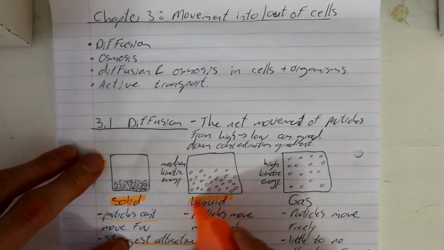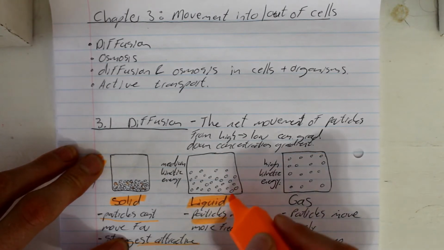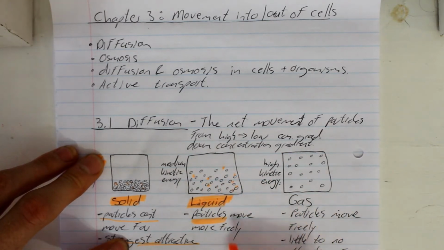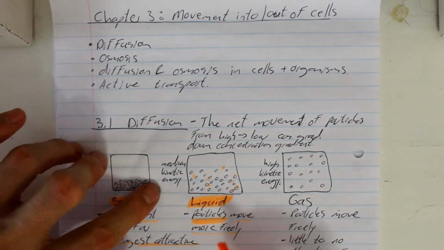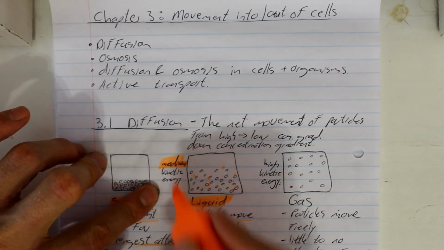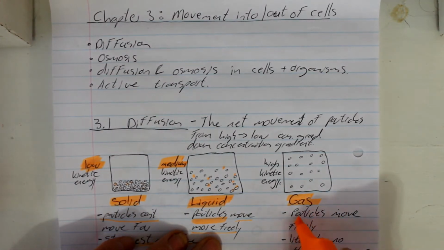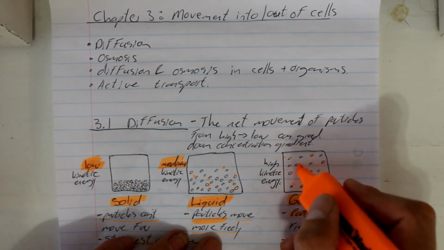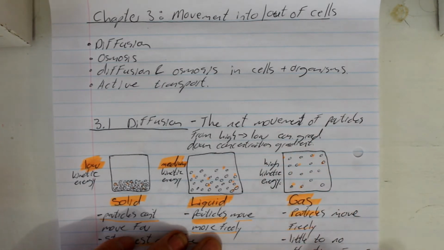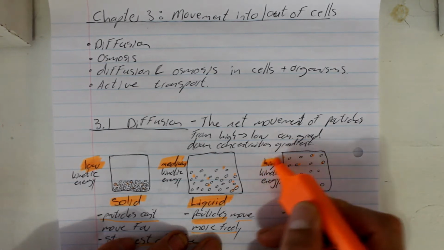If we take a look at liquids, the particles are able to move more freely and they are spaced further apart. Thus there's medium kinetic energy as these particles move around. In a gas, for example, particles move very freely. There's almost little to no attractive forces, and there's a high amount of kinetic energy between these particles. So now that we've explained the different states of matter, it will hopefully help you understand diffusion a little bit better. So let's get into the definition of diffusion.